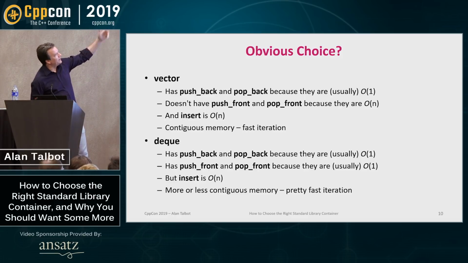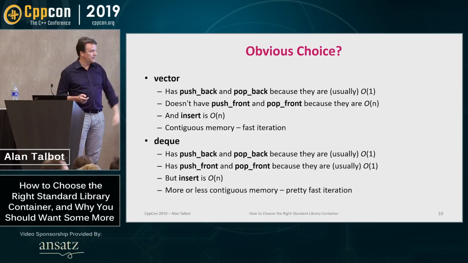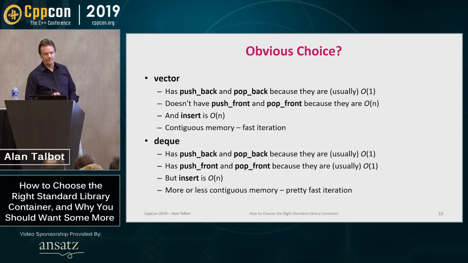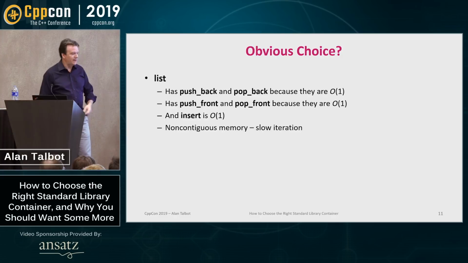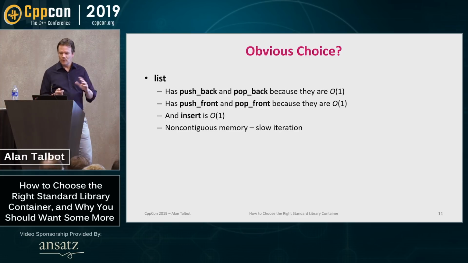For instance, vector has push_back and pop_back because they're order 1, mostly. And it doesn't have push_front and pop_front because they're order n. Insert is order n, et cetera. Deque has those things because they're order 1. And list is great, everything's actually order 1. So this is all well known, so choosing a container is easy, right? Shouldn't be an issue. Everyone knows this. What's to talk about?